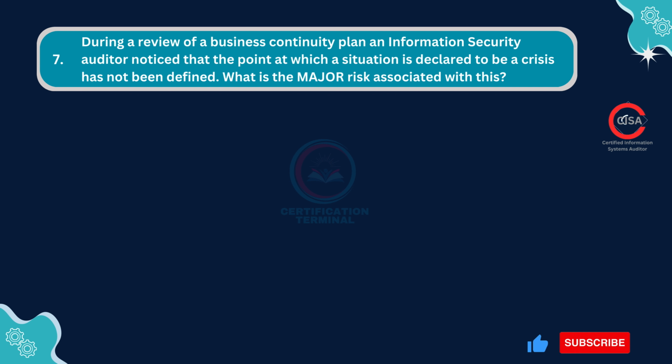Question number 7. During a review of a business continuity plan, an information security auditor noticed that the point at which a situation is declared to be a crisis has not been defined. What is the major risk associated with this?